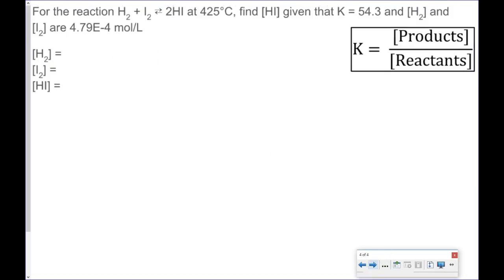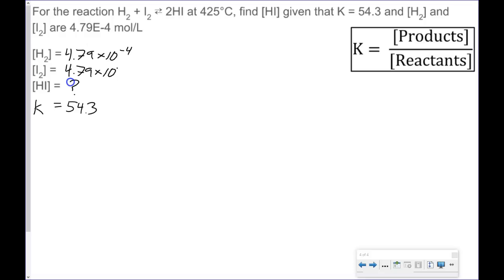Here I have the reaction of hydrogen plus iodine is going to make hydrogen iodide at 425 degrees Celsius. Find the concentration of hydrogen iodide given that the equilibrium constant is this. So this one's going to be a little bit different. I'm not solving for the constant. I have the constant. Now I need to solve for some different concentrations. So I'm going to start by putting that as my unknown. But K, my equilibrium constant, is going to be 54.3.